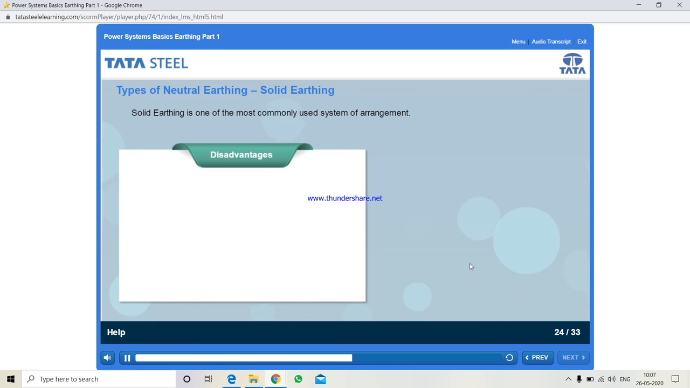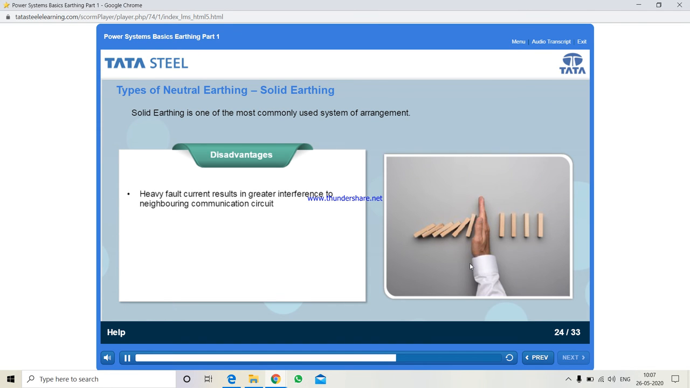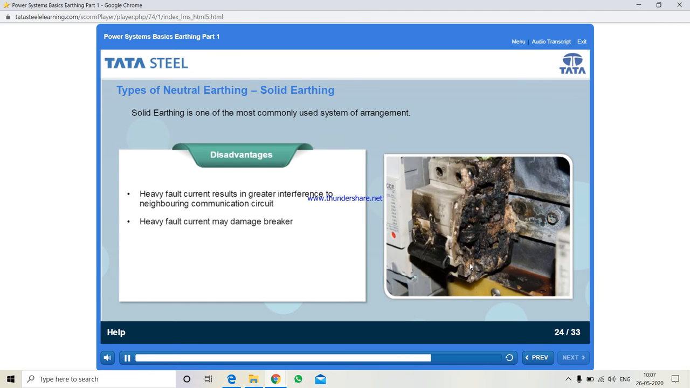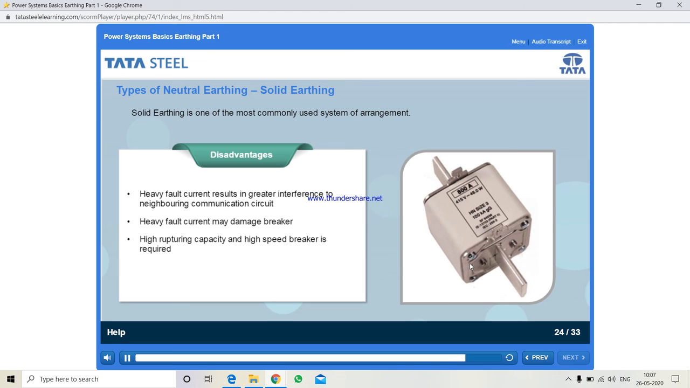However, solid earthing has its disadvantages as well. Let's take a look. The first disadvantage is that heavy fault current results in greater interference to neighboring communication circuits. Further, heavy fault current may damage the breaker. Another disadvantage is that for this system, a high rupturing capacity and high speed breaker is required. Let us move on to learn about resistance earthing.